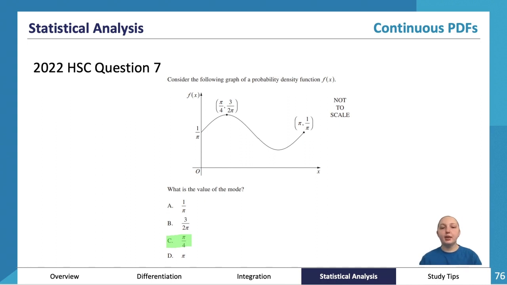Important to remember here that your mode, your median, your mean, things like that, they're all going to be x values, okay? The y value is just the probability it happens, whereas the mode, the actual outcome that occurs the most, will be an x value because the x values are our outcomes.